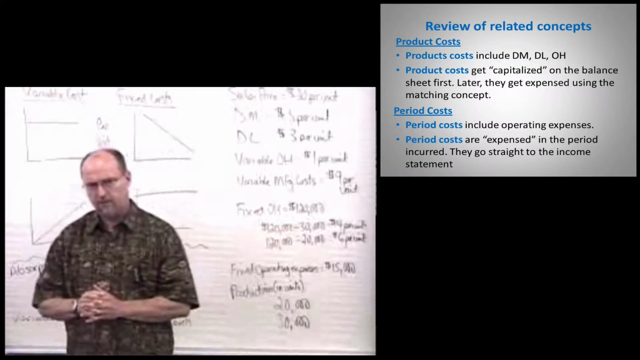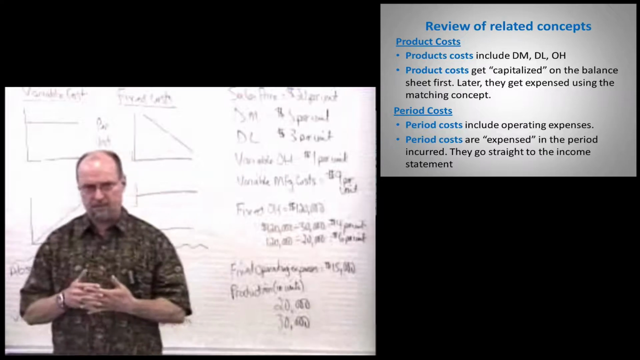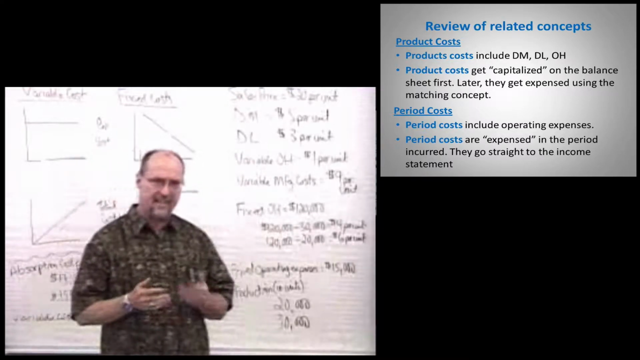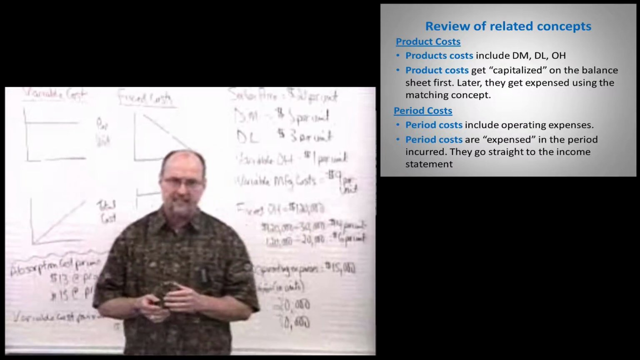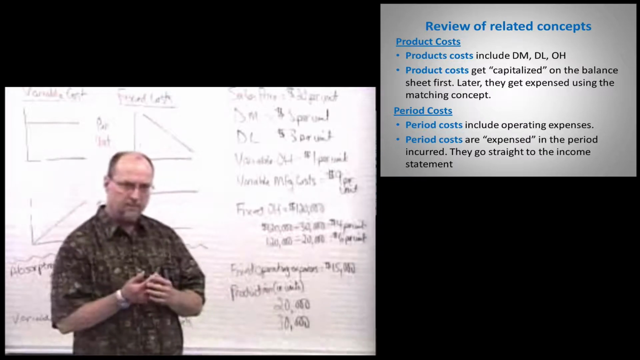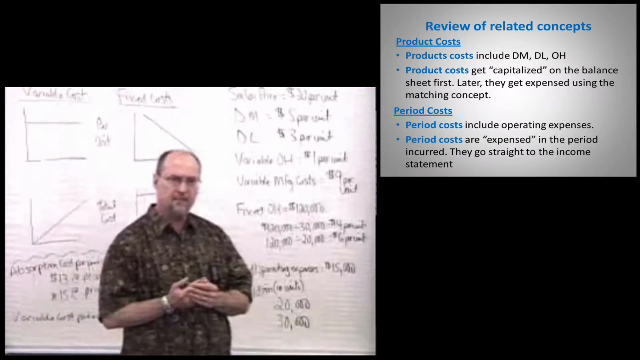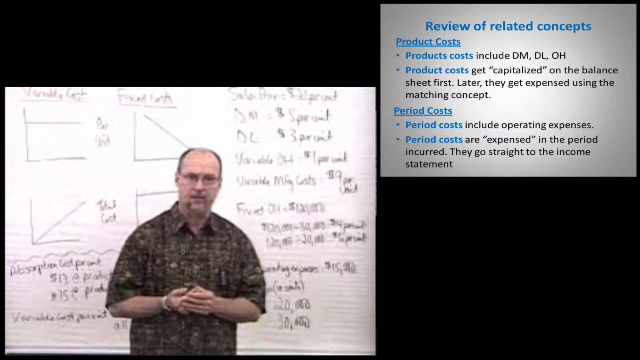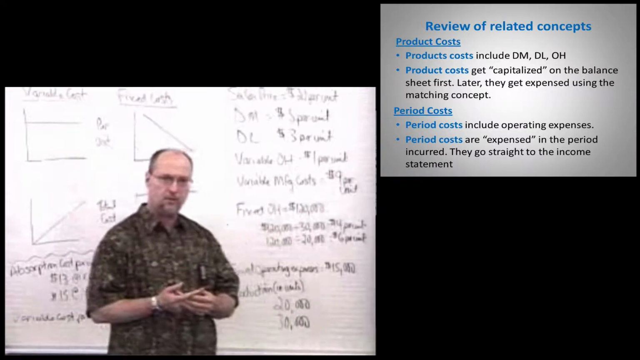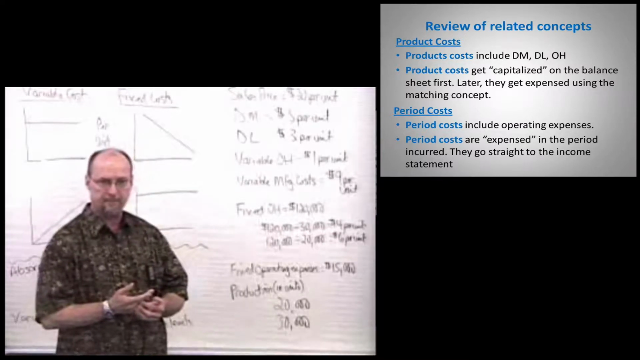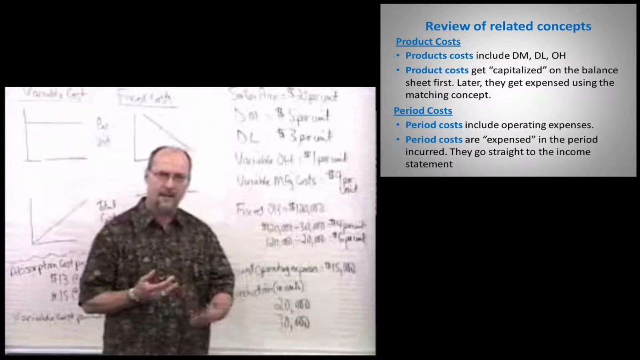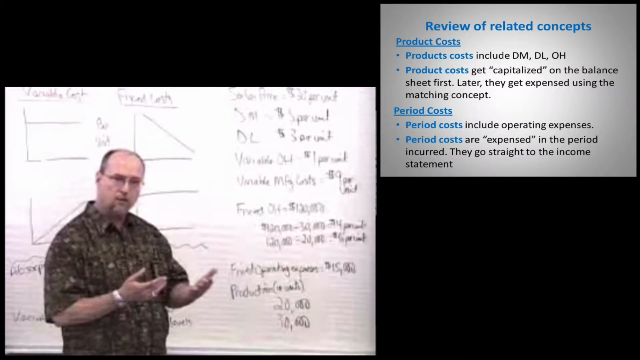Product costs get capitalized. That's an important word in accounting. Capitalized means it goes on the balance sheet, either as an asset or a liability. In this case, it gets capitalized as inventory. Now, you know from previous chapters that we have three different types of inventory in a manufacturing environment. We've got raw materials inventory, work in process inventory, and finished goods inventory. So until we sell the inventory that we produce, it goes on the balance sheet.